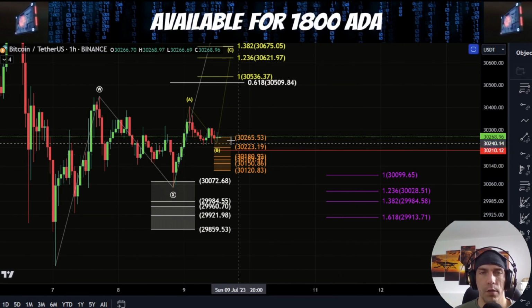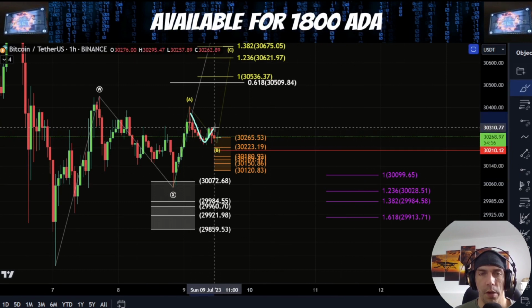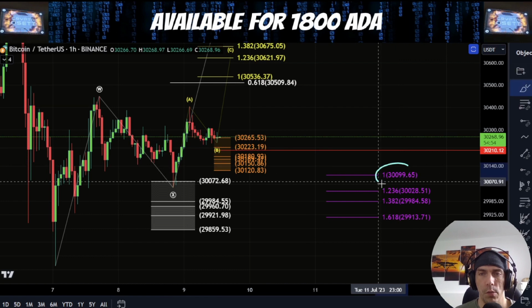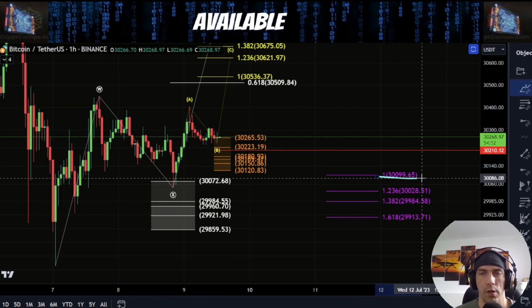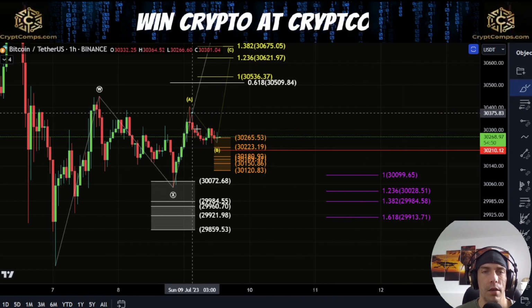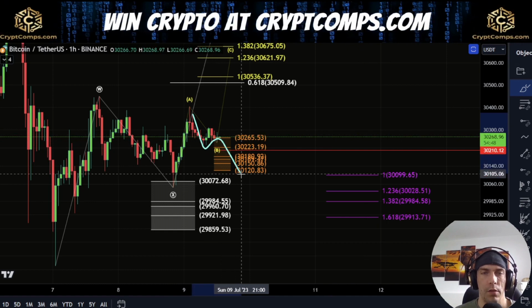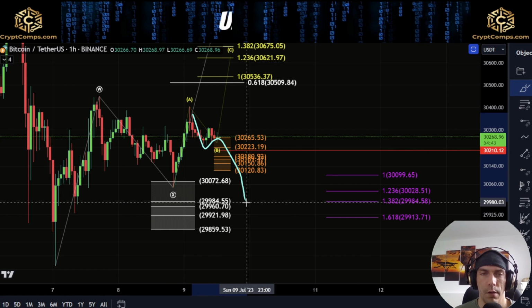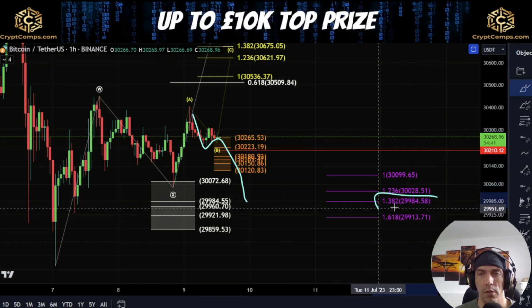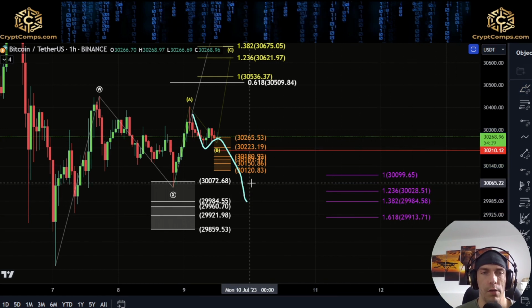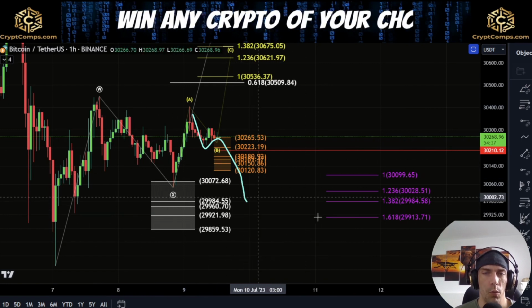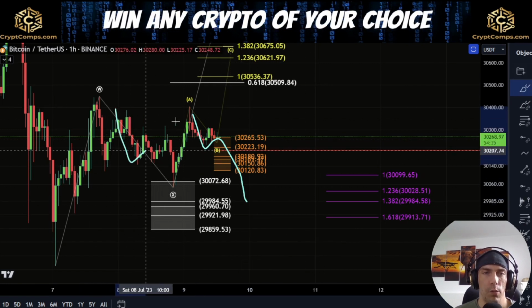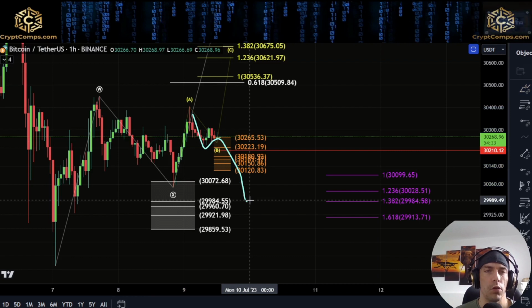So looking at this move here, if this is A, B, and we're looking for a C wave down, 121 would actually bring us back down into this 30,099 level. So that would align with coming back into these lows. Alternatively, if this does look to push down deeper, then we do have some confluence here between this 1382, this 29,984 as a possible target for this as a continuation where actually this corrective move isn't completed yet.